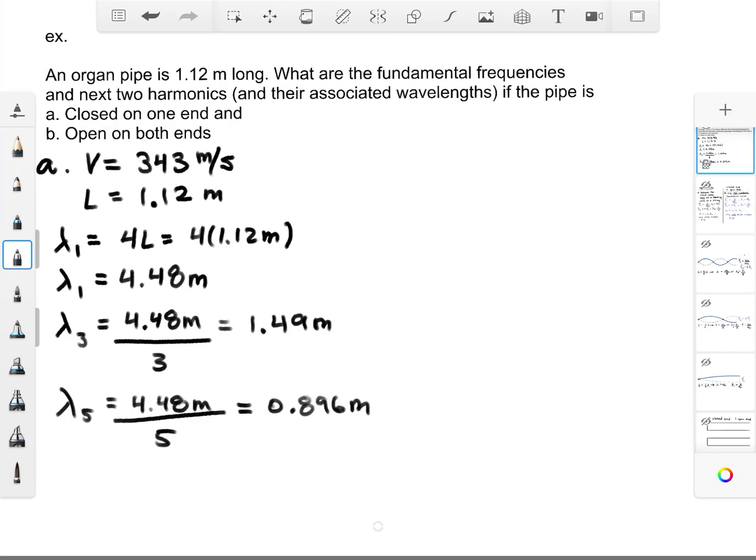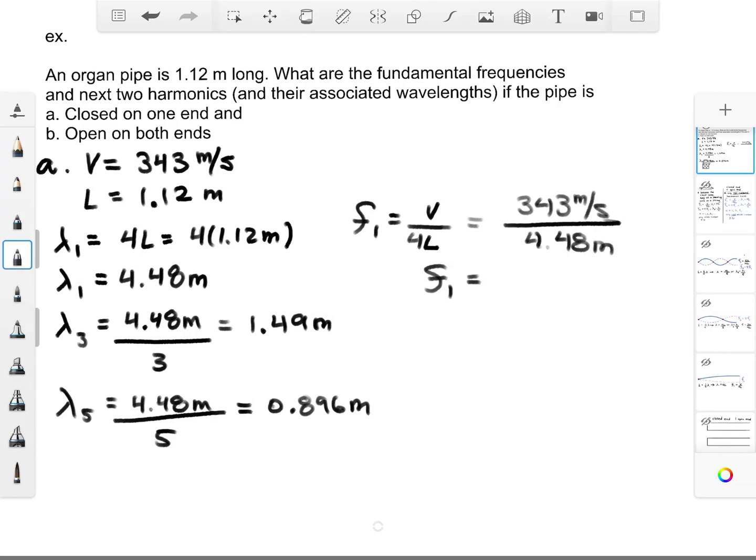Now let's look at the frequencies. So our fundamental frequency, F1, is V over 4L. So we're going to do 343 meters per second divided by 4L. Now we already calculated that. That was 4.48 meters. So our F1 is going to be, if you drop this into your calculator, 229.8 or something like that. I know it's not three significant figures, but let's just leave this as 230 hertz. The next possible frequency is going to be F3, 3 times 230 hertz.